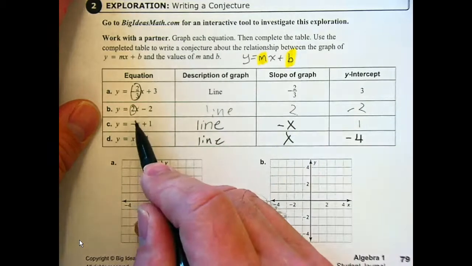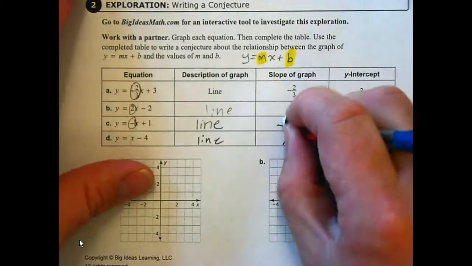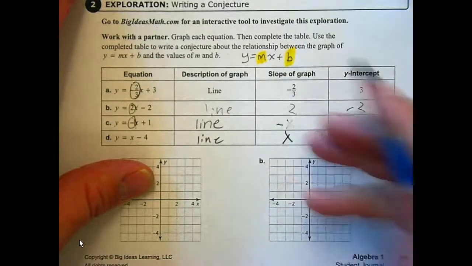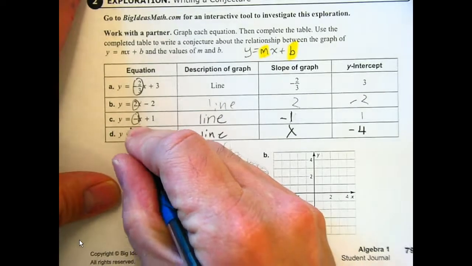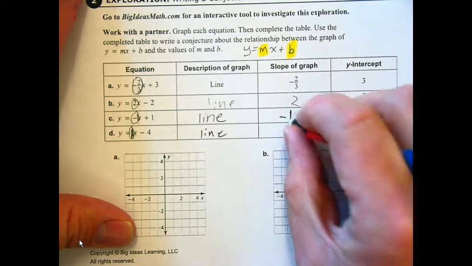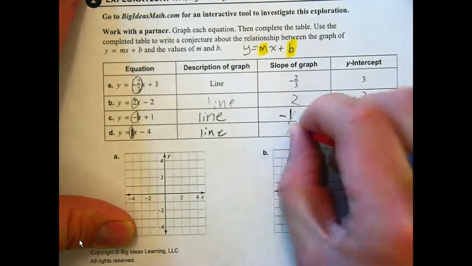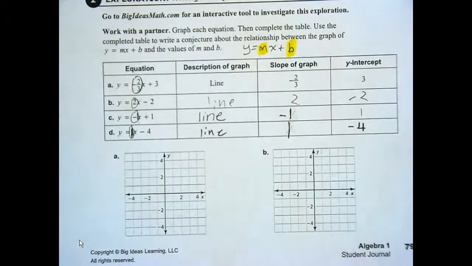Here it's the number in front of X, not X, which is 1. So this is a negative 1. And this is a number in front of X as well, which is 1. So if they don't show the number, it's always 1. We don't put X. So tell your neighbor what I just said about slope and X. Don't write X.